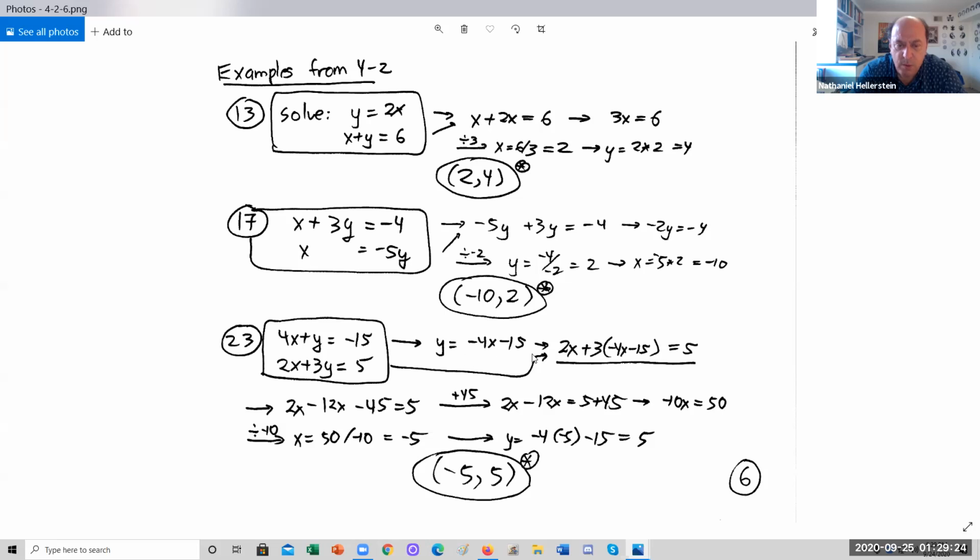And for y, we'll substitute -5 in here. y equals -4 times -5 minus 15. And after a bit of work, that's 5. The solution is -5 by 5.